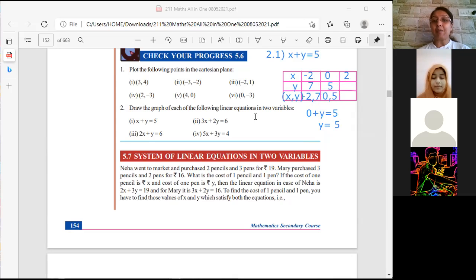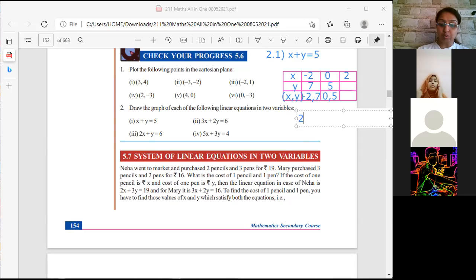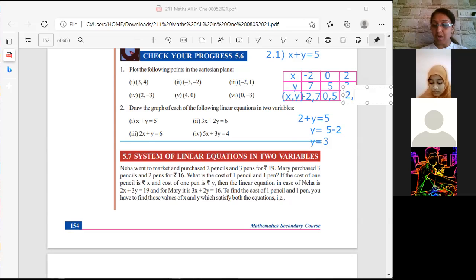Now I'm going to assume my x to be 2. So what am I going to have? 2 plus y is equal to 5. What am I going to get there? y is equal to 5 minus 2. Do you agree? So my y is going to be 3. And I'm going to write 3 here. And my point that I have to mark is going to be 2, 3. Have I got these 3 points?